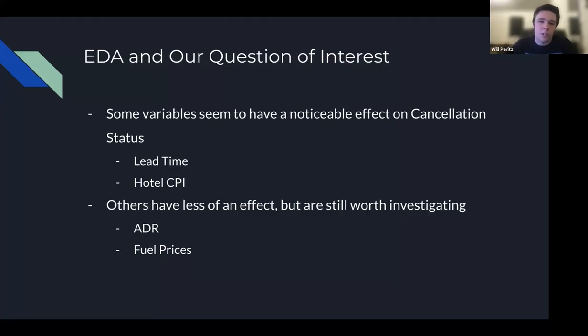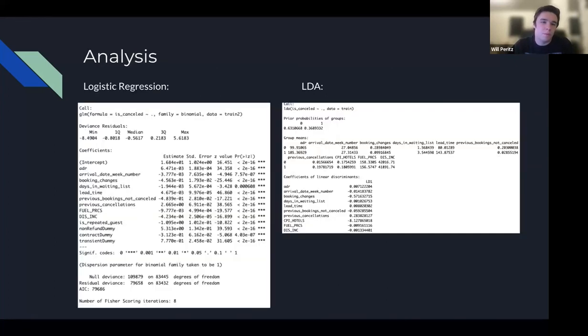These help us answer our question of interest because they give us a good jumping off point. We can see that lead time and hotel CPI do have an effect on cancellation status, whereas ADR and fuel prices may or may not. We'll have to investigate that more. So in building our logistic regression and LDA models, we initially included 10 predictors.